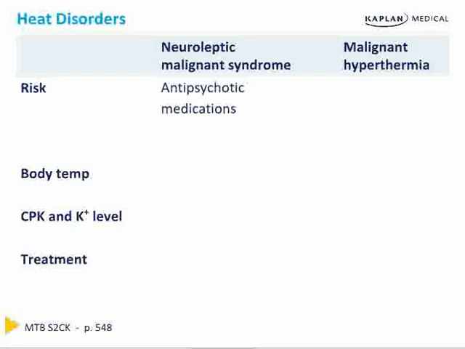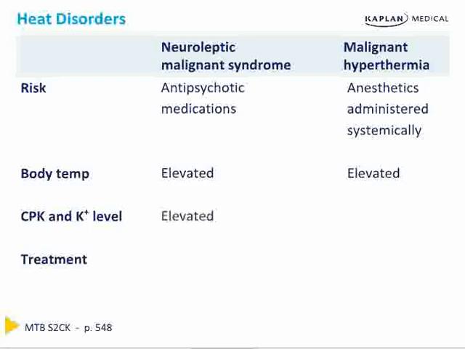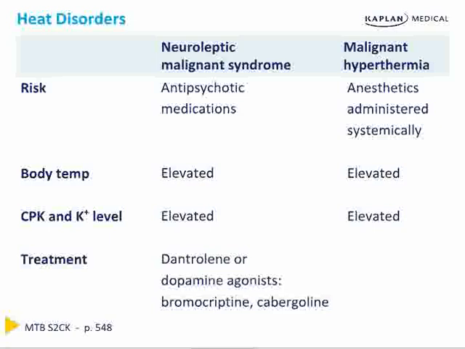To develop neuroleptic malignant syndrome, there will be a history of antipsychotic medication use. For malignant hyperthermia, there will be anesthetic medications that have been administered systemically. Body temperature is going to be elevated in both. CPK and potassium will also be elevated in both. The treatment is dantrolene or some dopamine agonist like bromocriptine or cabergoline for neuroleptic malignant syndrome. For malignant hyperthermia, it's simply dantrolene.